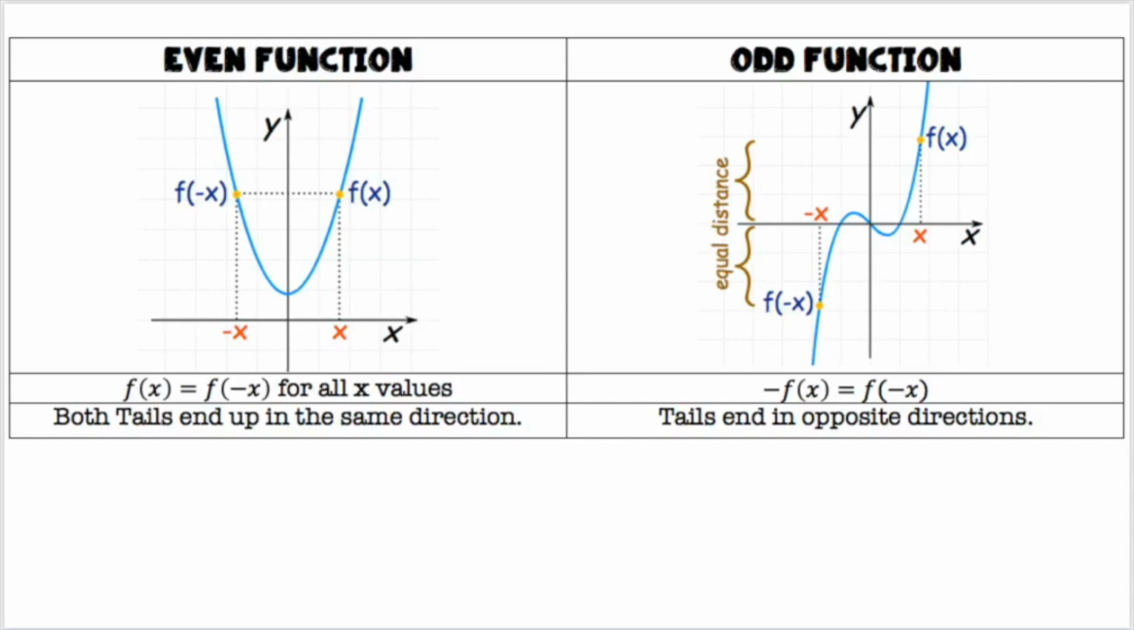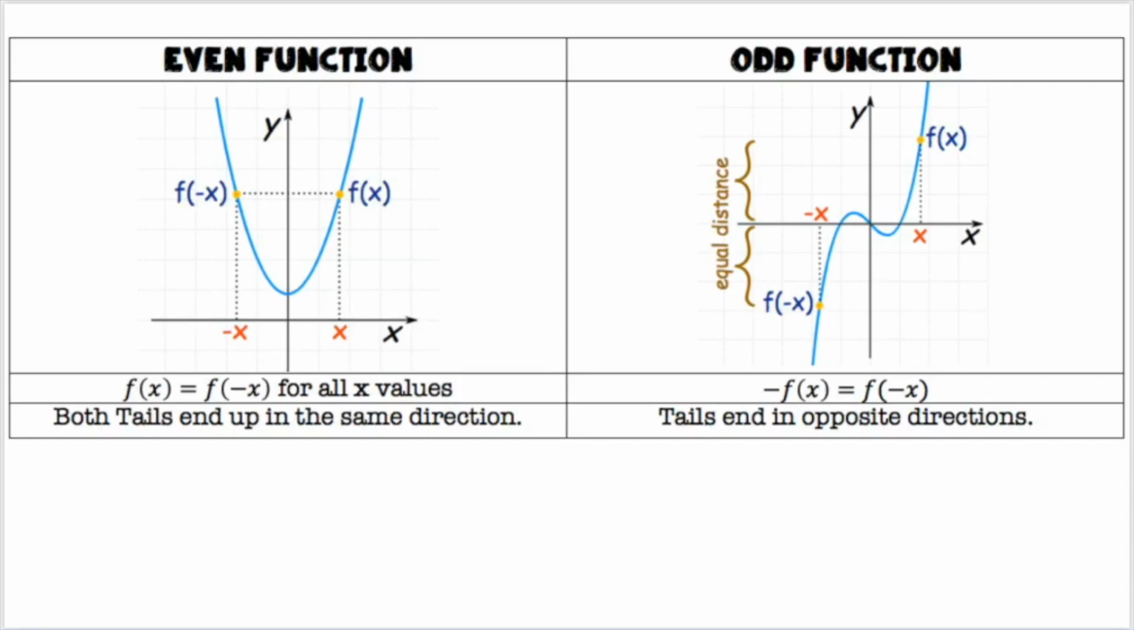Alright, so in this video we're going to talk about even functions and odd functions and how to identify if they are each one. So if we're talking about an even function, you can see on the left side here that both tails, both ends of the equation, are pointing in the same direction. And the other way to test it is also that your x value for the positive x side is the same x value on the negative side with the same y value for both.